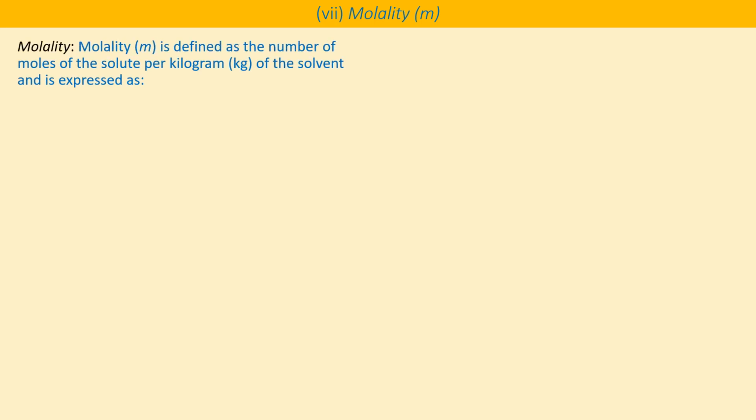The next one is molality. Please remember the spelling molality. The symbol of molality is small m. Molality m is defined as the number of moles of solute per kilogram of the solvent, and it is expressed as molality m equals number of moles of solute divided by mass of solvent in kg. Let it be equation 9.